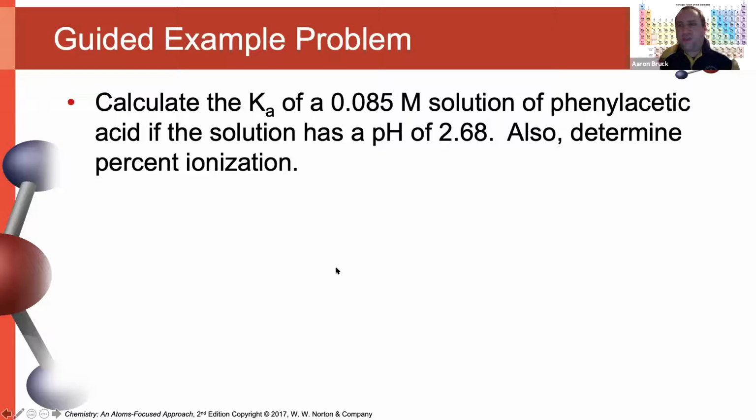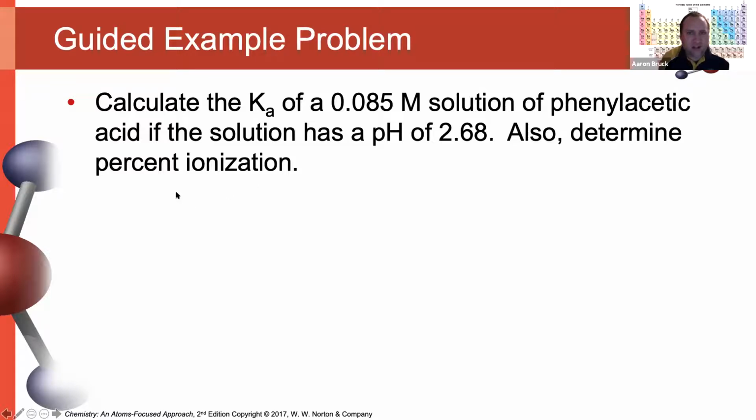So with this in mind, and because you're going to see problems like this in the pre-lab for both labs, let's take a look at a problem like this. What is the Ka for a 0.85 molar solution of phenylacetic acid if the solution has a pH of 2.68? We also need to determine the percent ionization.